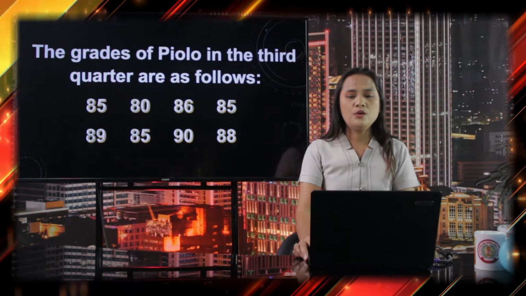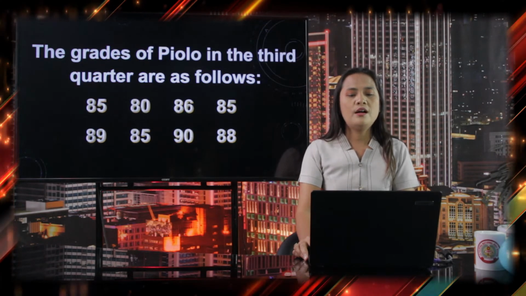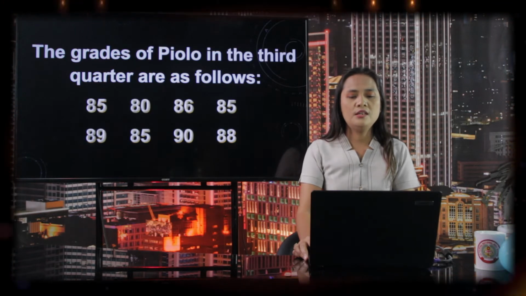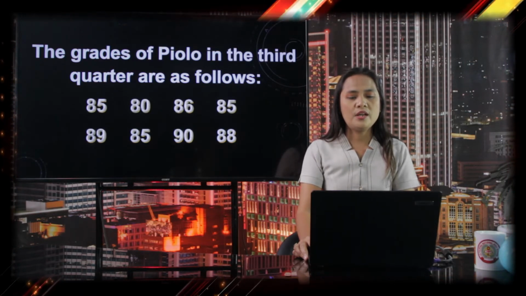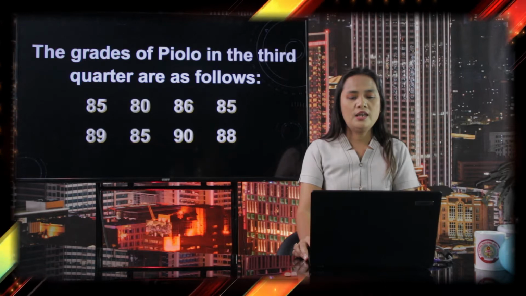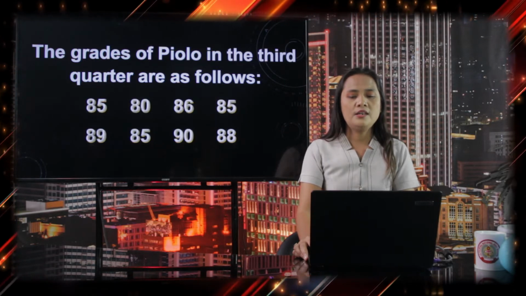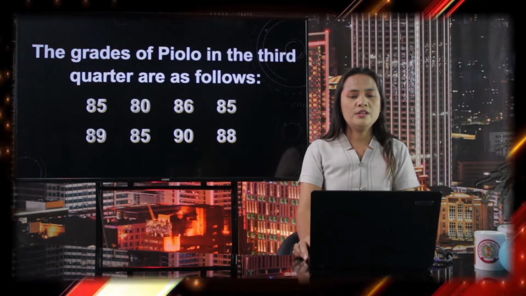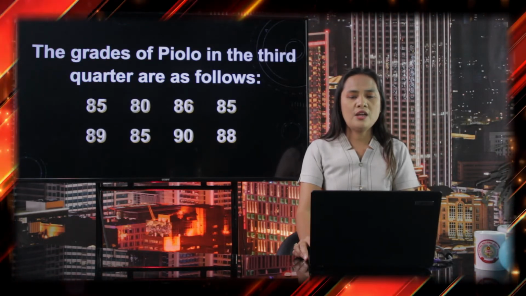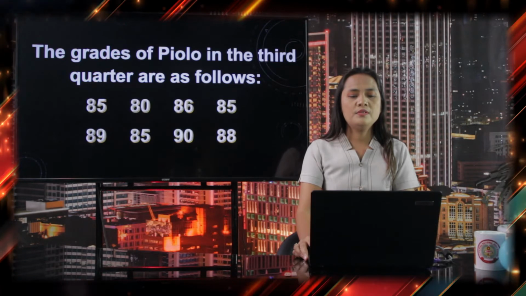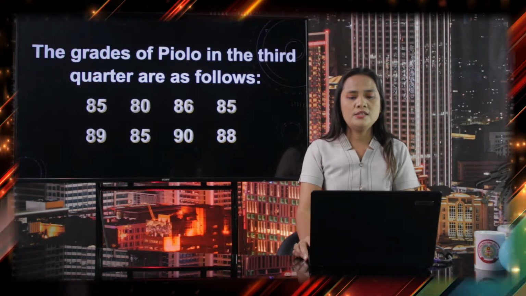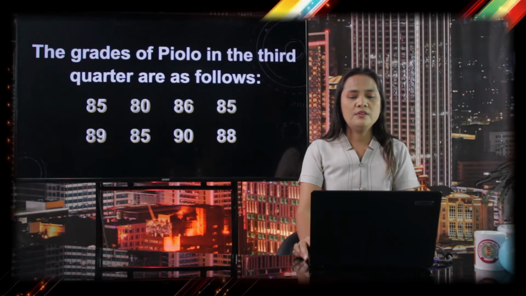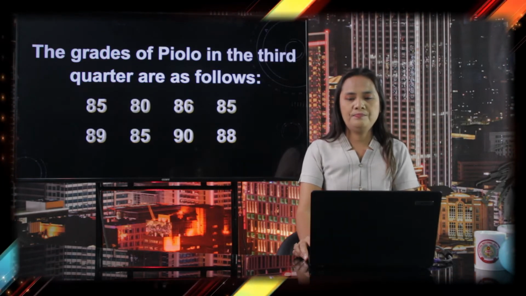The grades of Piolo in the third quarter are as follows: 85, 80, 86, 85, 89, 85, 90, 88. Again, the grades of Piolo in the third quarter are as follows: 85, 80, 86, 85, 89, 85, 90, 88.